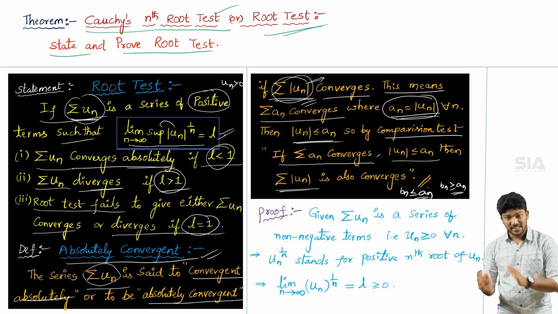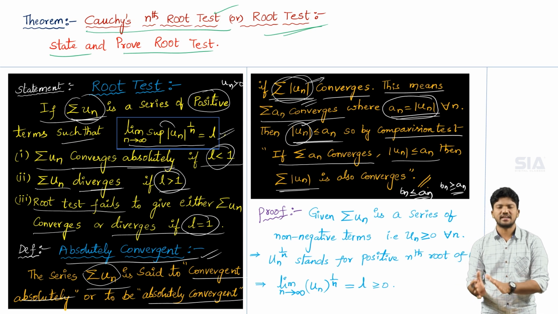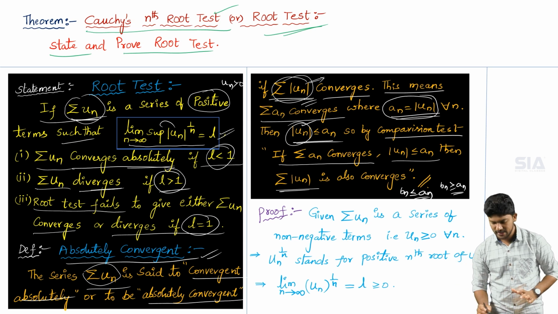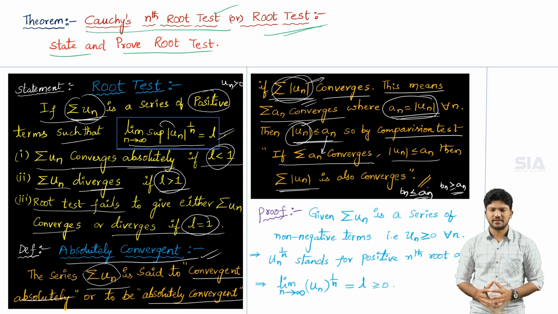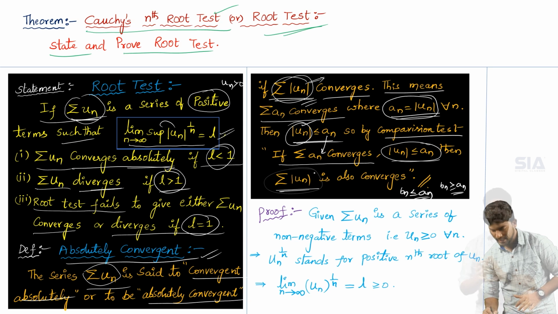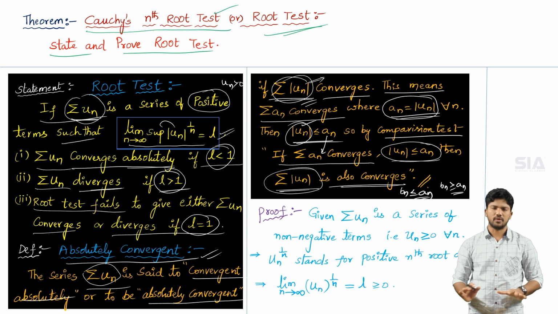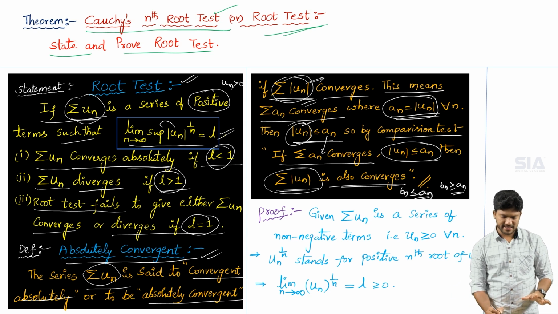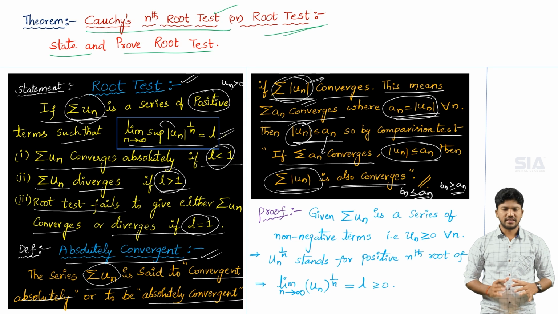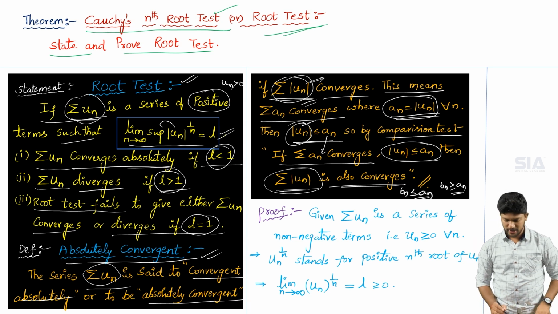Same here, in place of b suffix n we are taking mod u suffix n. Okay, mod u suffix n less than or equal to a suffix n, then by using the comparison test, ఈ సీక్వెన్స్ a suffix n, summation a suffix n converges అయితే, and mod u suffix n less than or equal to a suffix n, then automatically summation b suffix n, ఇక్కడ b suffix n అంటే mod u suffix n, is also converges. Okay, so statement of the root test we have discussed and one important definition, that is absolutely convergent, also we have discussed. You have to write down the absolutely convergent definition in the examination also if you get this question in the examination. Okay, now start the proof of this theorem.